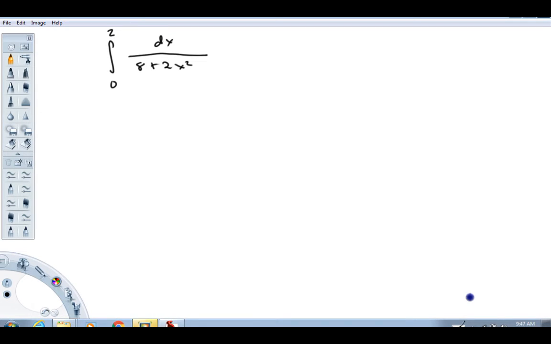The purpose of this video is to demonstrate how to use trigonometric substitutions to simplify integrals that we otherwise wouldn't know how to do. So this one we're looking at right here, we're going to work through the integral from 0 to 2 of dx over 8 plus 2x squared.